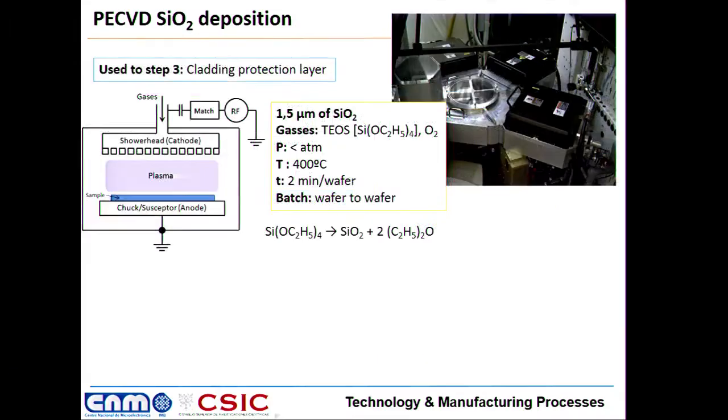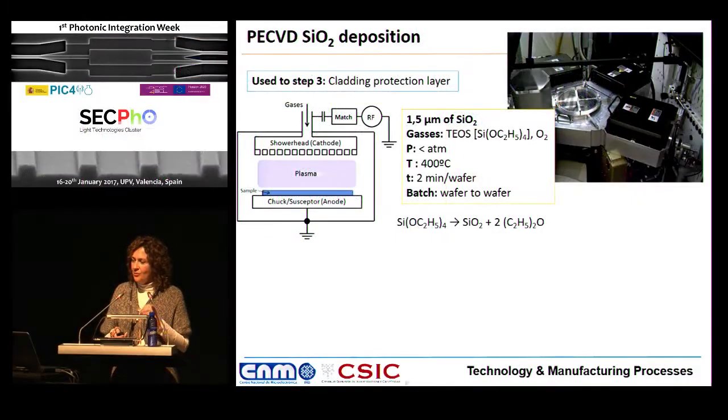It's used for the cladding protection. And again, it's a chemical vapor deposition, but now it's not low pressure; the mode is plasma. It's plasma enhanced. So we subject the gases to a radio frequency, which makes some ions. Then the ions react, and the desired layer is deposited. In this case, it is silicon oxide.